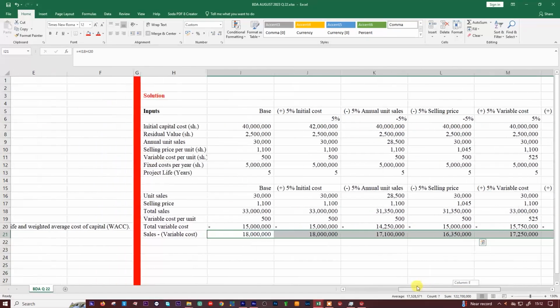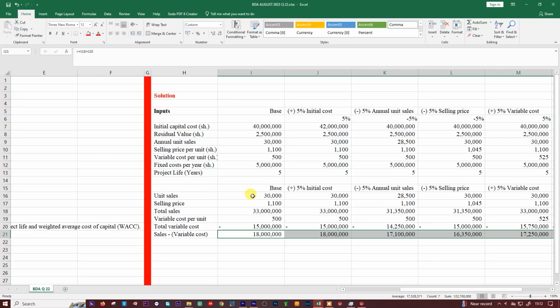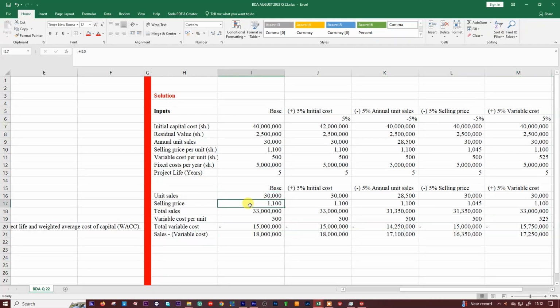Please note one thing, that the unit sales were given to us there. The selling price was also given to us there. The total sales is just the unit selling price times the unit sales. The variable cost per unit, we had already computed right above over here, and this variable cost component is going to change by an increase of 5%. The sales variable cost right over here is just given to us as the total sales minus variable cost. So the sales less variable cost gives us this value here.